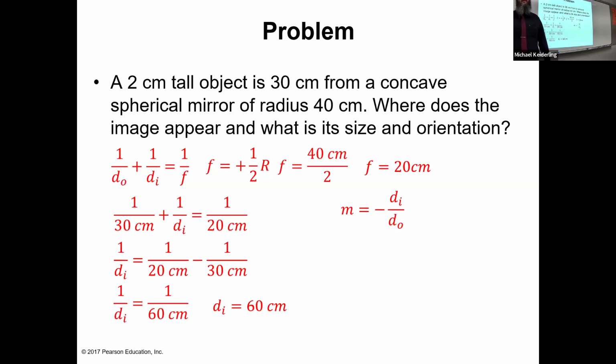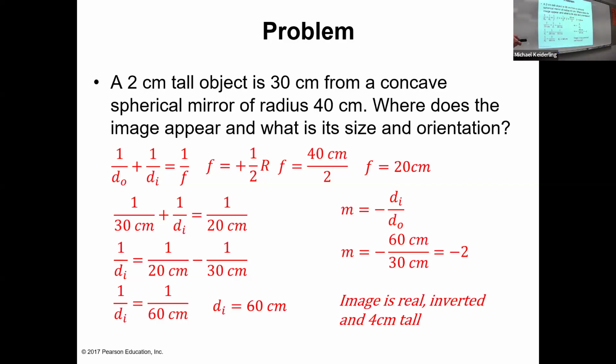The magnification is minus di over do. So minus 60 centimeters over 30 centimeters, it is minus 2. So the image is real, inverted, because it's negative, and it's twice as big. We multiply by the magnification, it is 4 centimeters tall. Any questions about that?